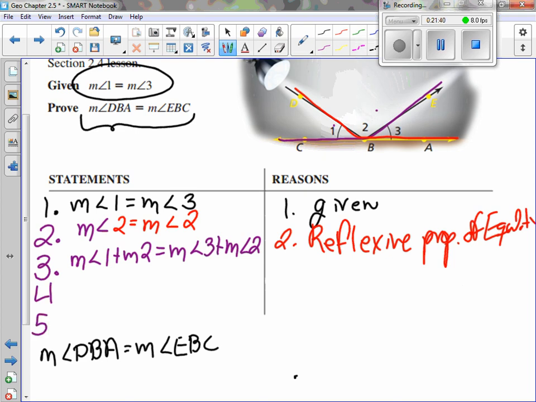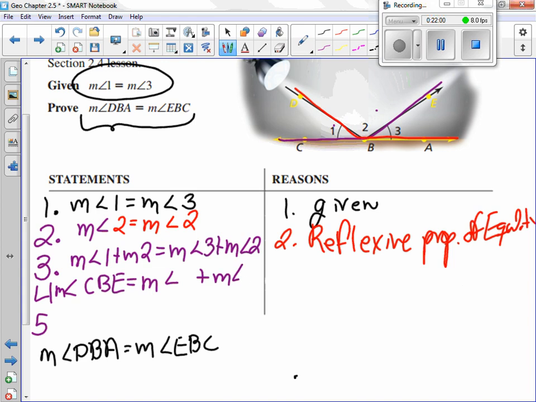We have a few more steps. I think we have 3 more. Because have I defined either one of those angles yet? No. So let's say CBE. The measure of angle CBE is equal to the measure of what plus the measure of what? CBE is what and what? 1 and 2. CBE is 1 and 2, yes?